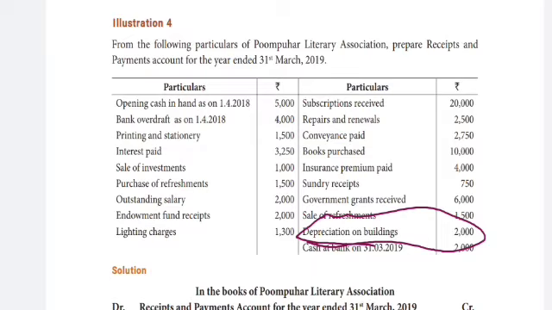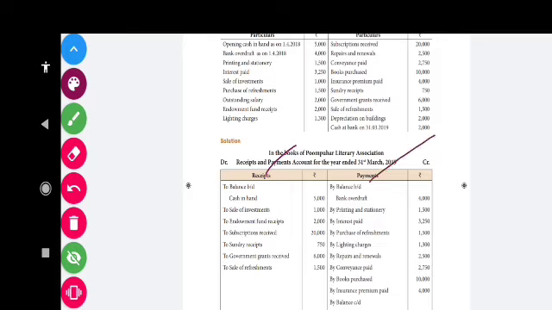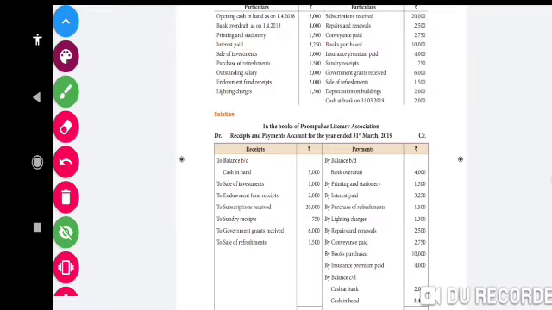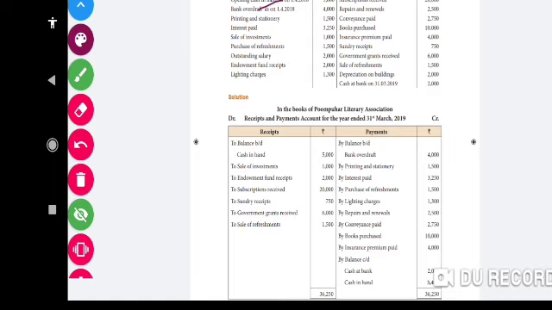So see the solution. Receipt and payment side is a debit side and credit side. Easier than the next one, amount. Write it, student. First one, opening balance in cash in hand. To opening balance brought down, cash in hand 5,000. Next one is a bank overdraft. Balance brought down, bank overdraft 4,000. Next one, printing and stationery 1,500. By printing and stationery 1,500.